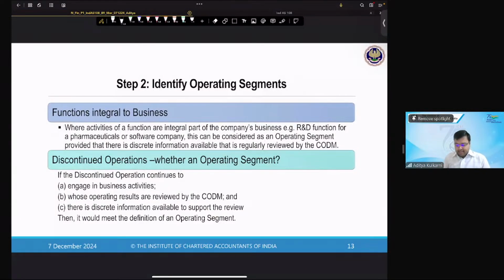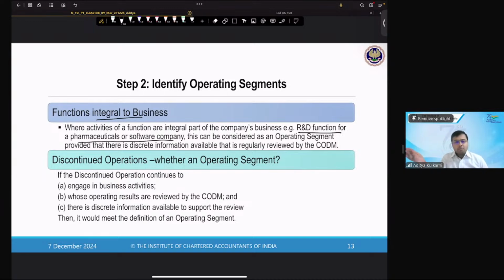Now, there could be some cases where some of the functions are integral to a business, like the R&D function for a pharmaceuticals or a software company. Even in our company, we do have an R&D segment where we are working on new technologies which do not generate revenue immediately. But we are anticipating that they generate revenues in the next 5 or 10 years, because technology is growing towards that.